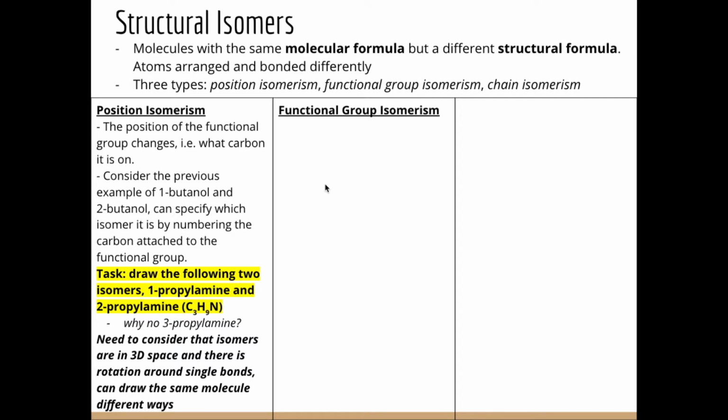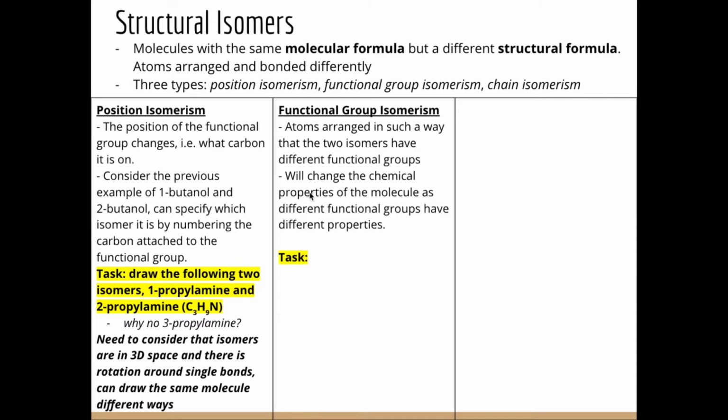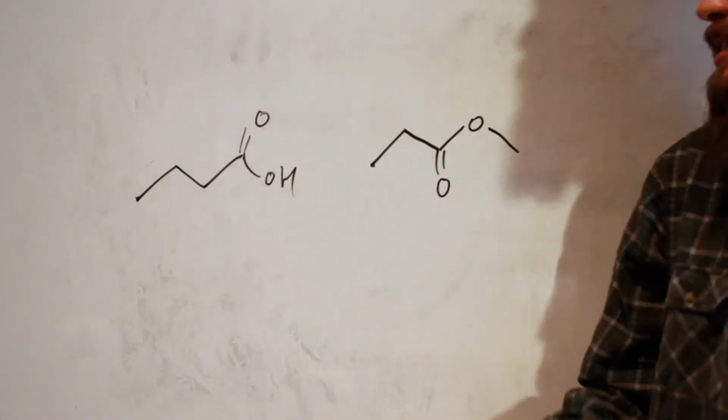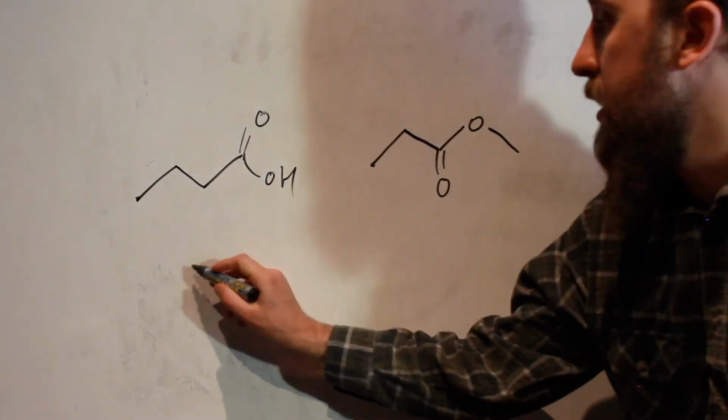Next one is functional group isomerism. This is where we have the same molecular formula, only the structural formula means that we have different functional groups. This will change the chemical property of the molecule as different functional groups have different properties. Can you determine the molecular formulas for both these isomers, butanoic acid and methylpropanoate? If they have the same molecular formula but different structures, they will be isomers. If they don't, they won't be isomers.